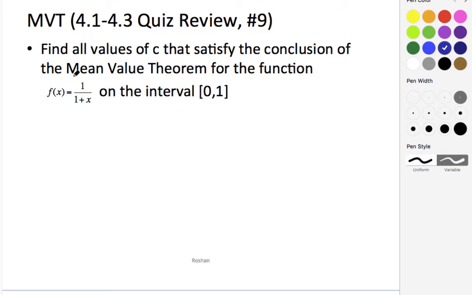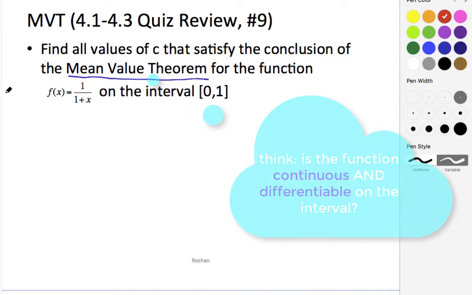And so the first thing that we have to do before we can ever even use the mean value theorem is to state that our function is continuous and differentiable on our interval. Otherwise, we can't use the mean value theorem. Don't forget that this is critical. You will lose points because you cannot use the mean value theorem unless you state those things.